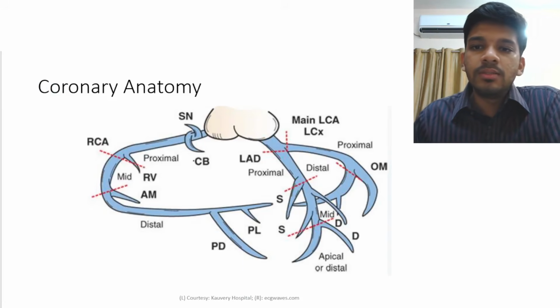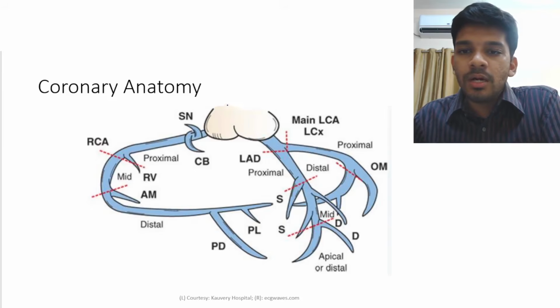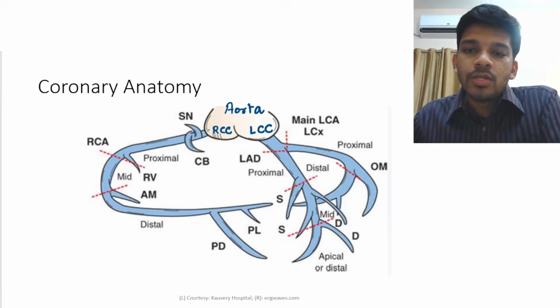So as you can see here, this visualized to you is the aorta. And what you are able to see here is the right coronary cusp and the left coronary cusp. Okay, the non-coronary cusp is not shown. So these two cusps give rise to the coronary arteries. So this right coronary cusp here is giving rise to the right coronary artery.